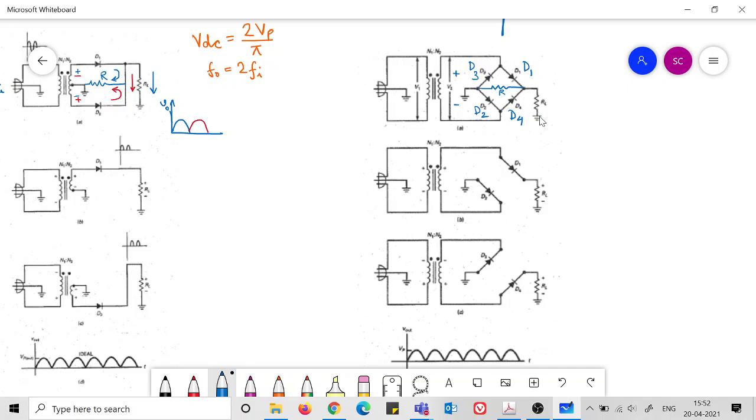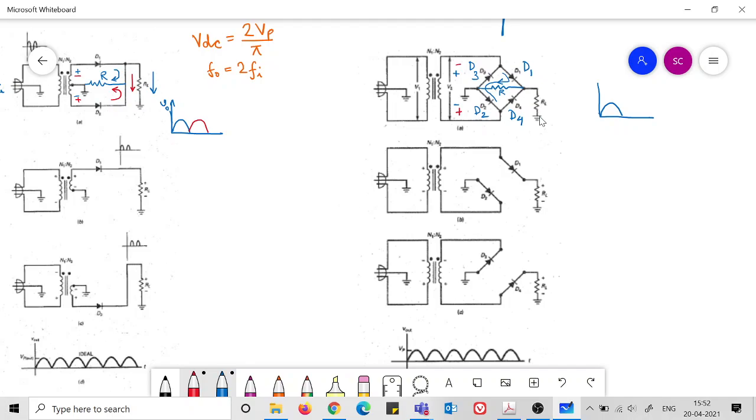So what is happening now? The current is flowing like this, and in the output you get something like this. So here it is positive, here it is negative. Now when it changes, this is positive now, this is negative.